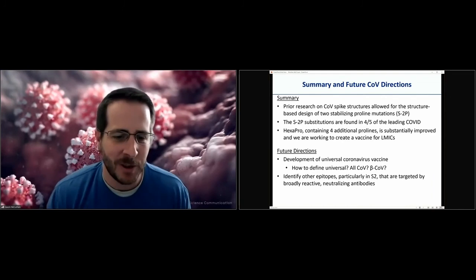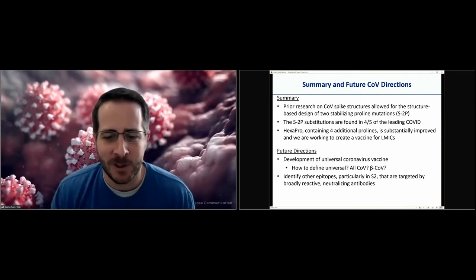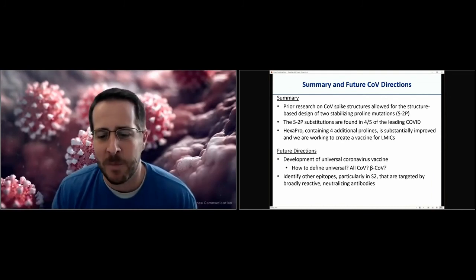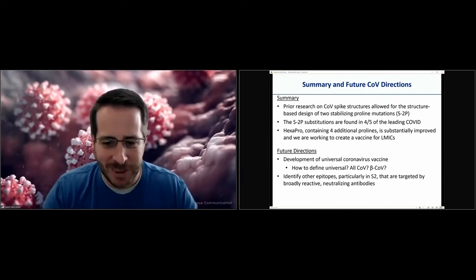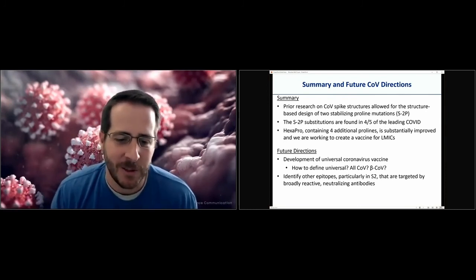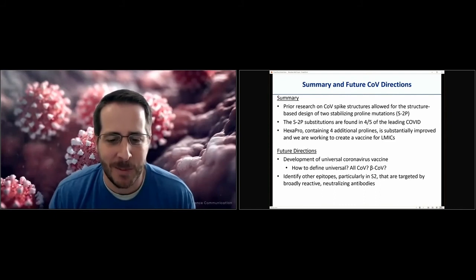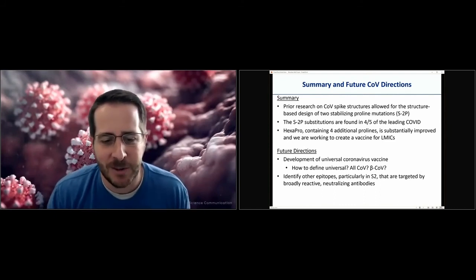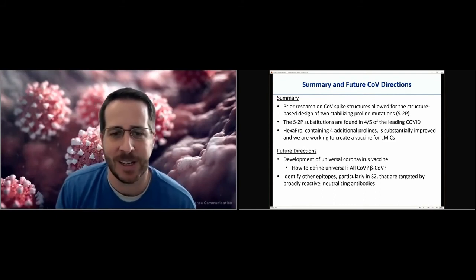In the future, we want to start working towards development of universal coronavirus vaccines. The main question is how to define universal. Can you get all coronaviruses, all beta coronaviruses, or just within a lineage of SARS-like coronaviruses? And start identifying other epitopes besides those in the RBD and NTD, and try to generate broadly reactive neutralizing antibodies.